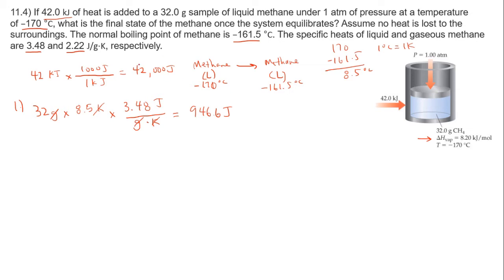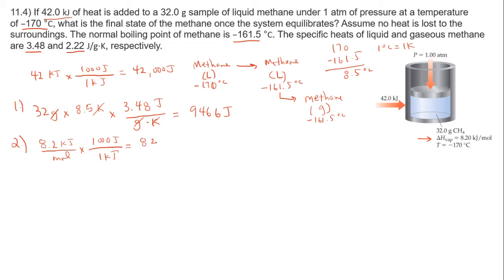As you can see, we started with 42,000 joules, so we still have a lot of energy left. Now that we're at liquid methane at its boiling point, the next thing we do is convert that liquid methane to methane gas at minus 161.5. For the energy required we need the heat of vaporization, which is also in kilojoules, so let's convert that to joules. We have 8.2 kilojoules per mole, and 1 kilojoule equals 1,000 joules.